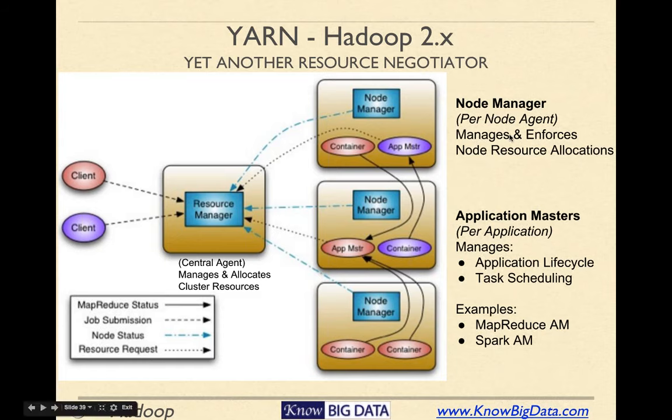Okay, so here it is. The node manager is per node agent. It's like chief minister of the state. These are states: state 1, state 2, state 3. This is the country chief. Okay, so the node manager here is per node agent. It manages and enforces resource allocations.